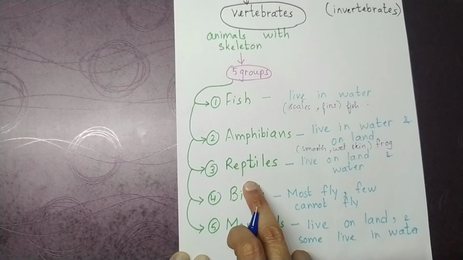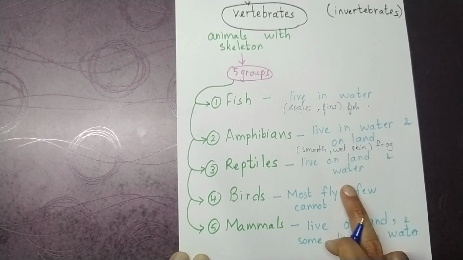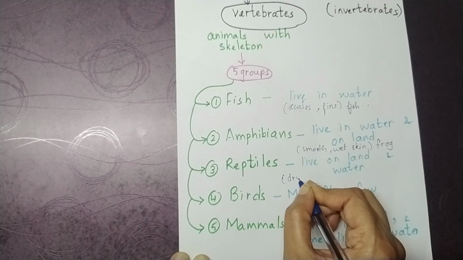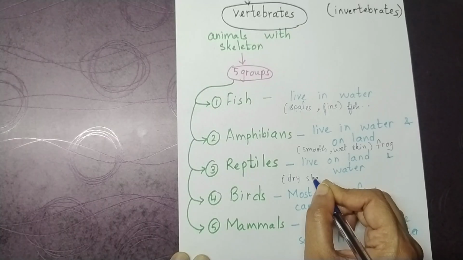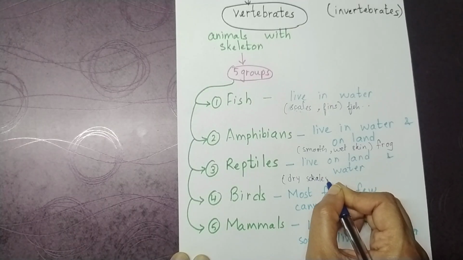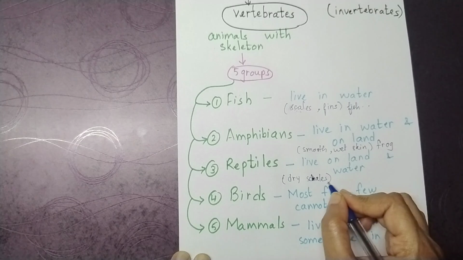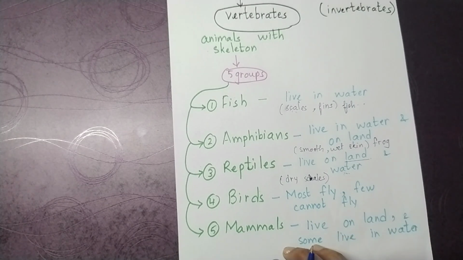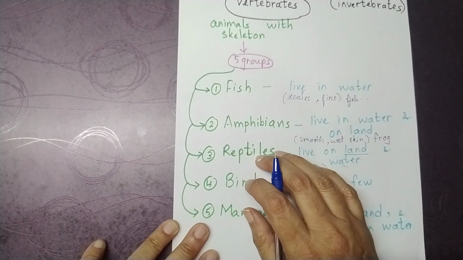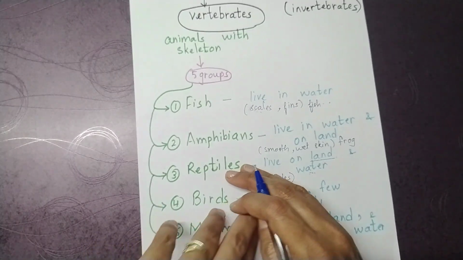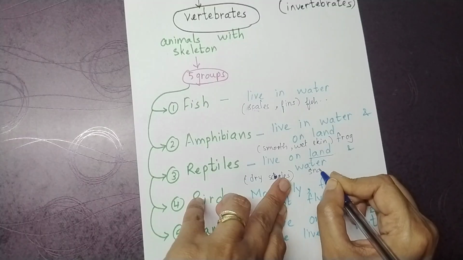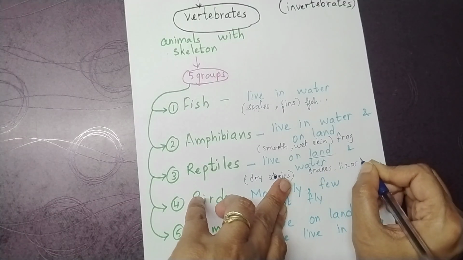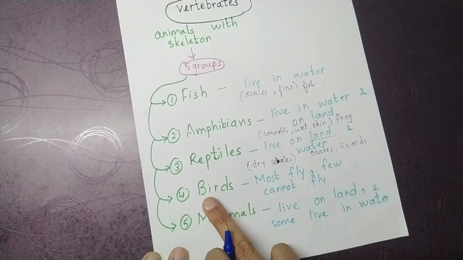Okay, now reptiles, they live on land and water. Okay, and these are usually covered with dry scales. Most of the reptiles live on land, only a few of them live in water. Now examples of reptiles, very easy, yes, we all know: snakes, lizards, okay, etc.